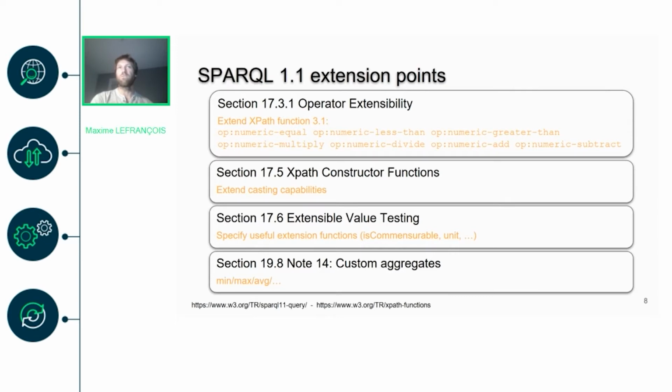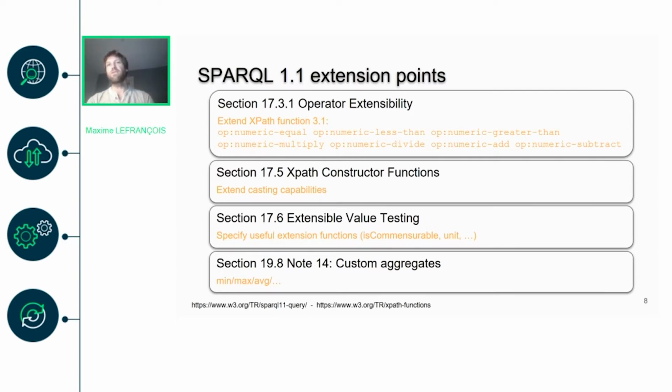Then we have SPARQL 1.1. SPARQL 1.1 is the query language for the Semantic Web community. And SPARQL 1.1 defines four extension points that are really useful for the specification of CDT UCUM, and that we relied on. The first is operator extensibility. Comparison between literals to order them is, for numbers in SPARQL, based on XPath functions. And the SPARQL 1.1 specification says that we can very well extend what can be compared with the less-than-or-equal sign, for example.